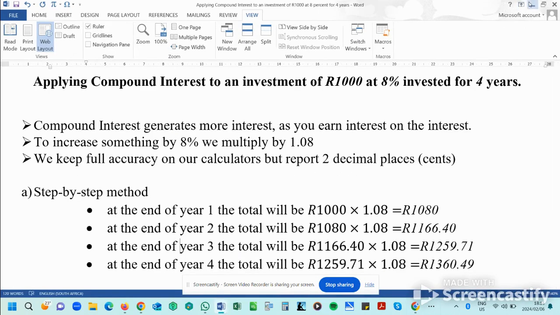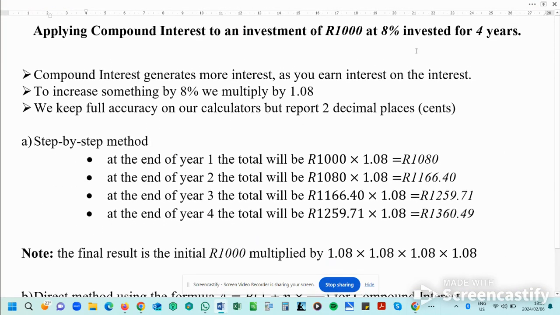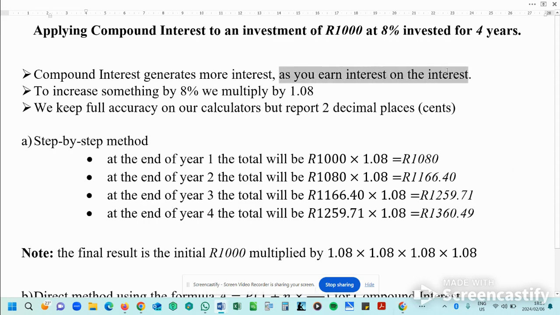And now we're going to do the same thing for compound interest. But the main difference between simple interest and compound interest, the first point, is that compound interest generates more interest as you earn interest on the interest. Now, for this particular example, the rate is exactly as it was before, the amount is exactly as it was before, and the number of years is also 4 years.